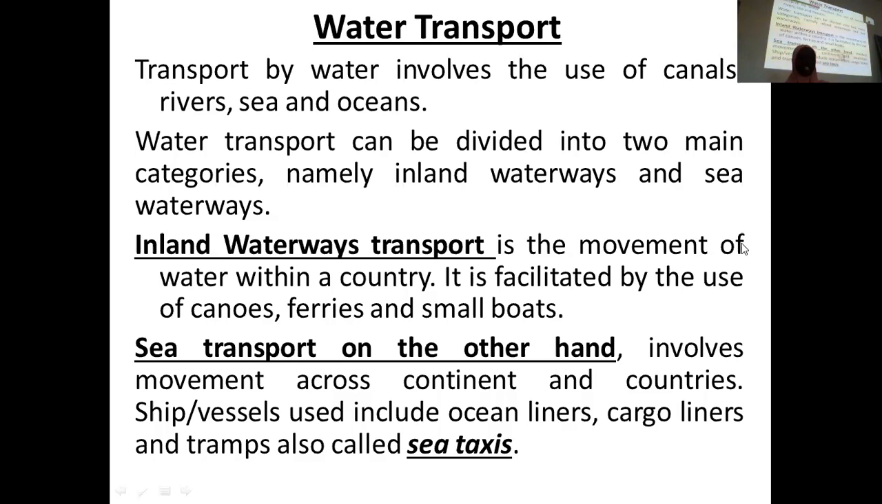Okay, I think I can change the slide now. You can look at the last sentence here. Ships and vessels used, including ocean liners, cargo liners, and trams. All these ones are called what? Sea taxis. So you can use them to travel from one place to another, from Badagry to America, wherever you want to go.